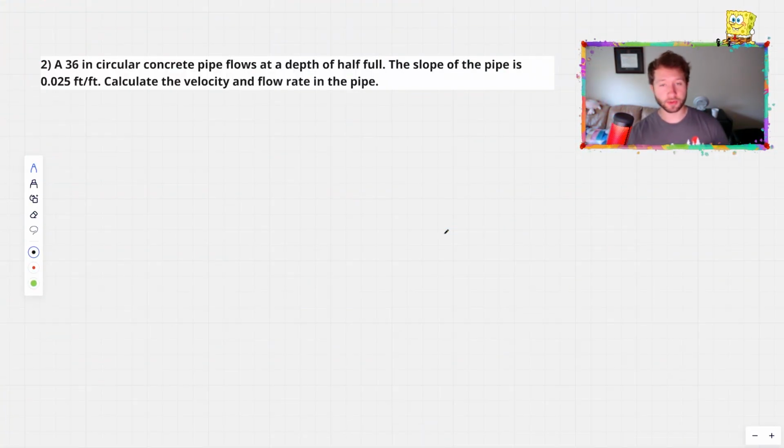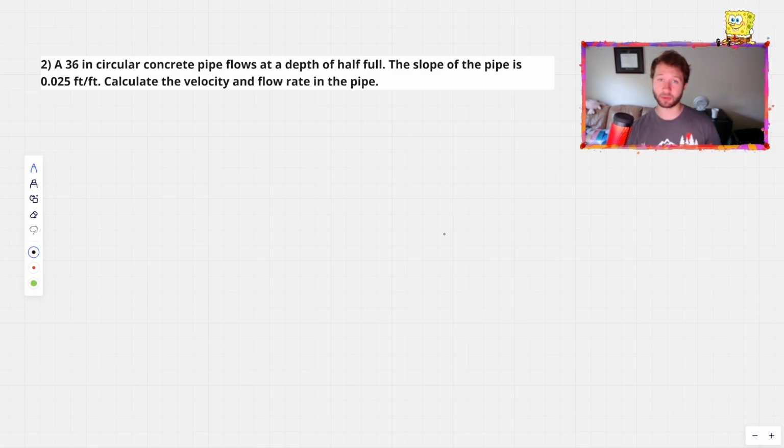Okay, so on to the second question. We got a 36-inch circular concrete pipe flowing at a depth of half full. The slope of the pipe is 0.025 foot per foot. Calculate the velocity and flow rate in the pipe. So first of all, don't get thrown off that the flow is within a pipe. Just because it's in a pipe doesn't mean it's closed conduit flow. It's flowing at half depth, which still means it's open channel flow.